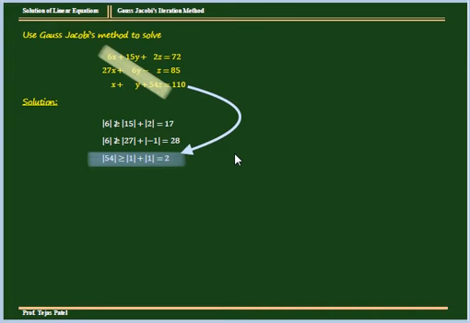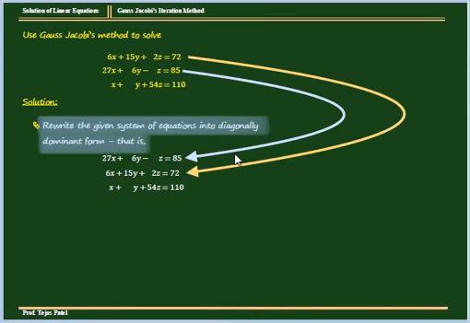So we rearrange the system. For that we will interchange the equations. The first and second equations are not diagonally dominant, so we interchange them: the second equation goes first and the first goes second. And the third equation is x plus y plus 54z equal to 110. Now if we check this, it is a diagonally dominant system.